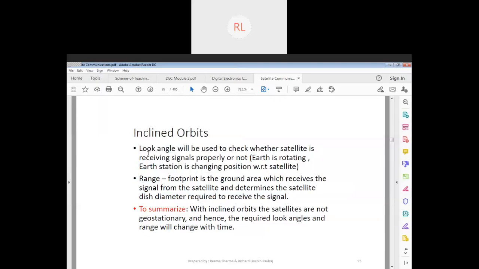The footprint is the ground area which receives the signal from the satellite and determines the satellite dish parameter required to receive the signal. Just like how we saw, what range, what is the distance, and in what way it's looking into the satellite. So what do we understand with all these discussions so far? We understand that two important parameters are to be looked upon. First one is the range and the other one is the look angle.